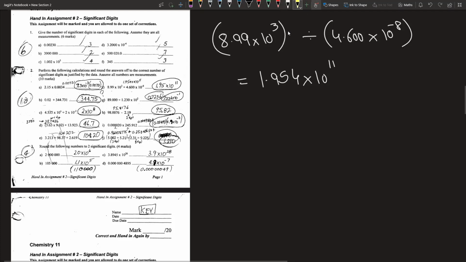Do you guys agree with that? How many sig figs are there? 3. How many sig figs are there? 4. So your answer should have the least out of those 2, which is 3. So it should only be 1.95 times 10 to the power 11. So far, so good.